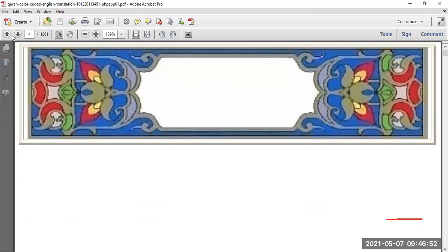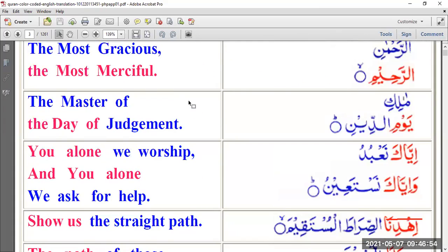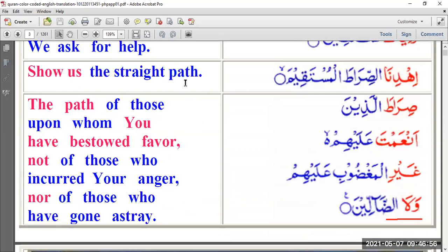Yes, ghairi. Ghair means "not of," right? Not of. So this is kasra, also because of the ya. Mabni. Ghairi, okay, always ghairi. Then al-maghdubi.